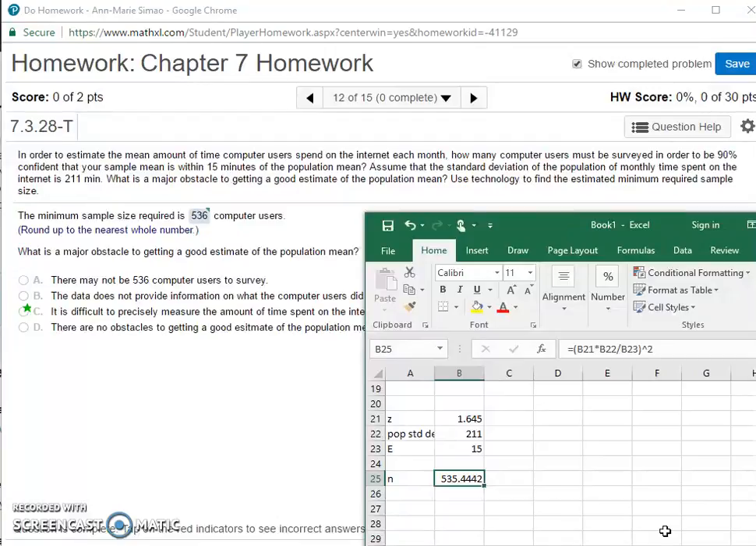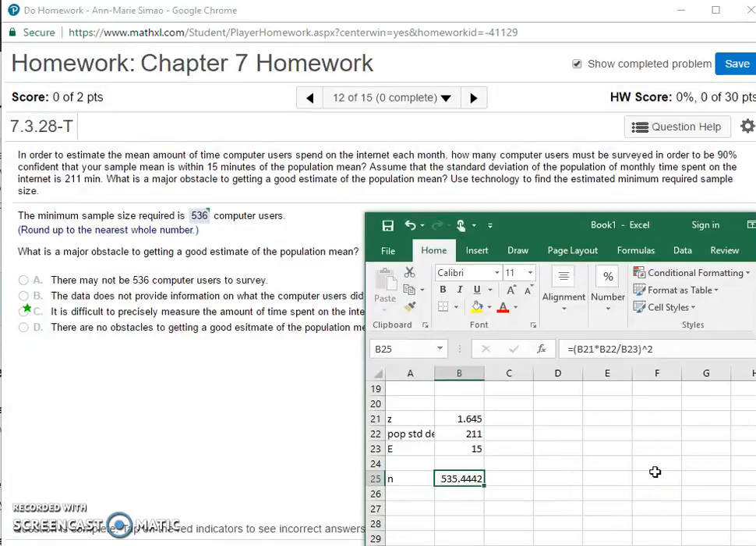So what we were trying to find was the sample size. So n equals z times the standard deviation divided by the error, the entire thing squared. So my formula here, what I did was I got my z. So we looked it up on our table, and 90% was at 1.645. Population standard deviation, it told me it was 211. It told me I wanted it within 15 minutes, so that's an E of 15. When I do my calculation, it comes out to 535.4.